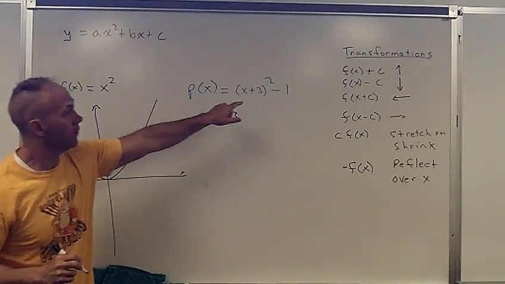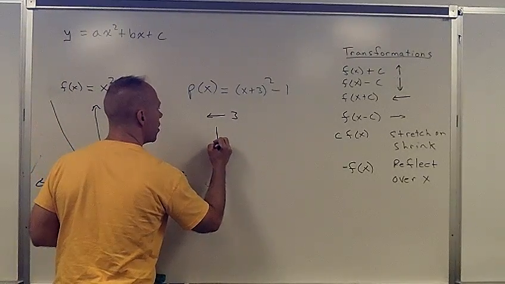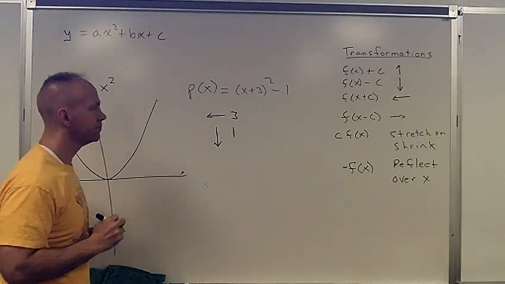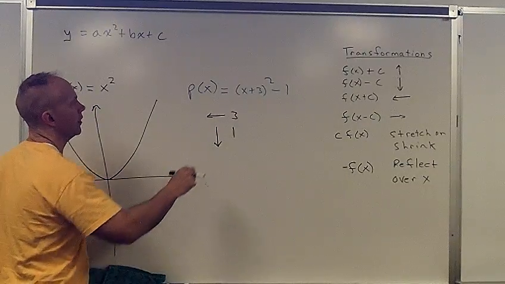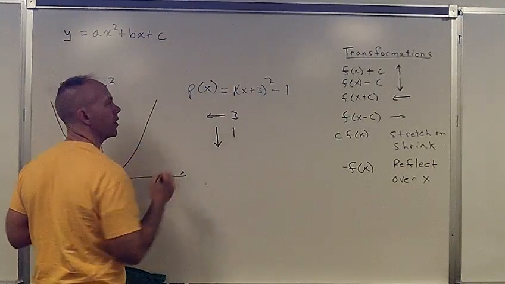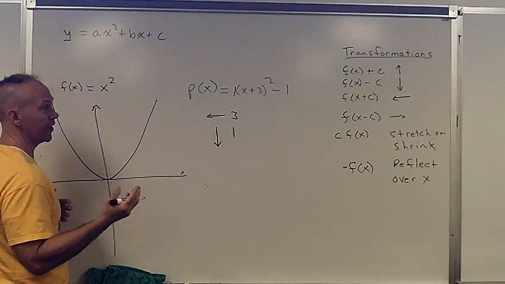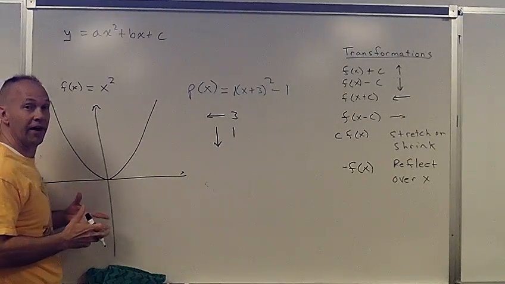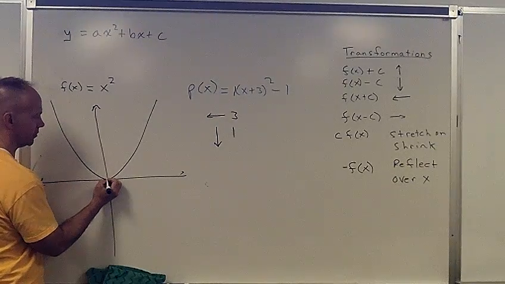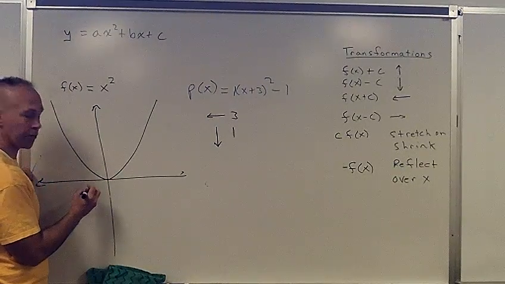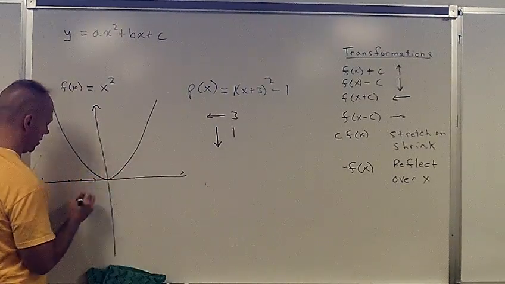Then I've got the minus 1 on the outside. That is a shift down 1 unit. And I don't see any other transformations going on here. Anything multiplied out in front, well, it's a 1. The 1 doesn't do anything. So I don't have any stretches, don't have any reflections, so I go right away to my shifts. Doesn't matter which one you do first. So I'm going to shift to left 3, 1, 2, 3, and down 1.